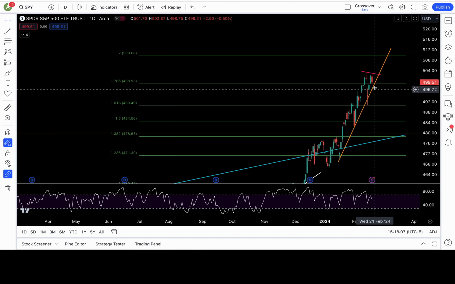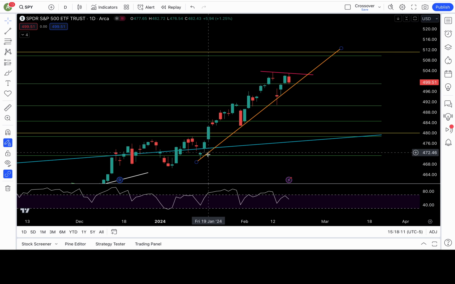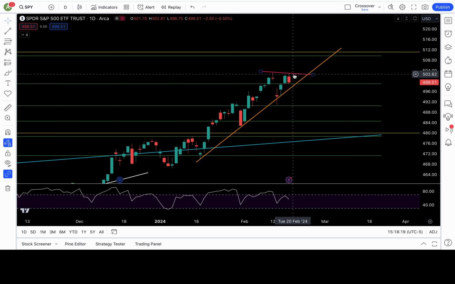The bull case scenario, as you guys can see: overall, as long as we're above this orange trend line, bulls got a shot at more upside. 498.9 must hold as support, of course. Then there's resistance at 500, and we got 501.5, and of course 503. It's 502.7, but I'm gonna round it to 503. If we clear that 503 level, that's a breakout of this pink trend line.